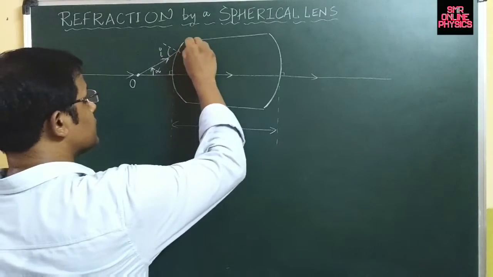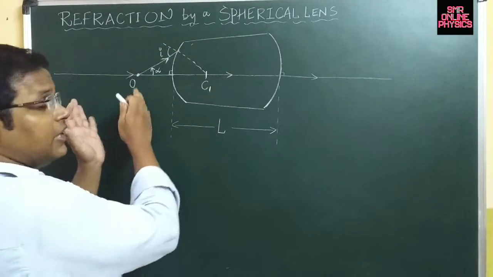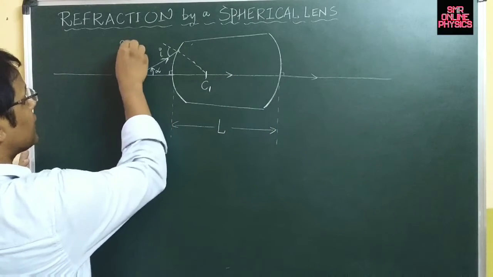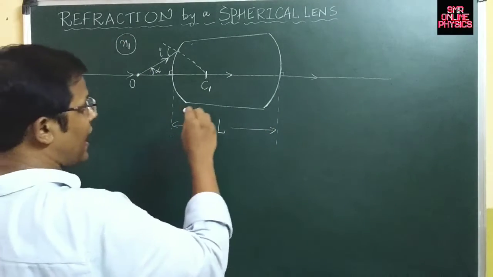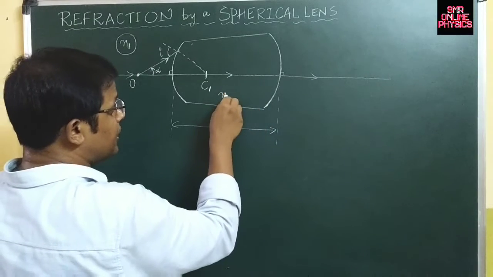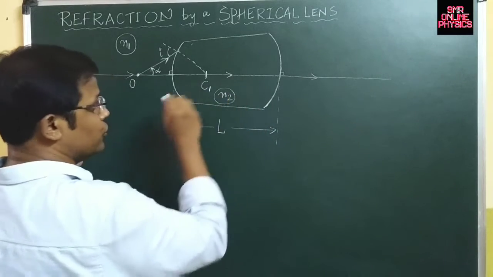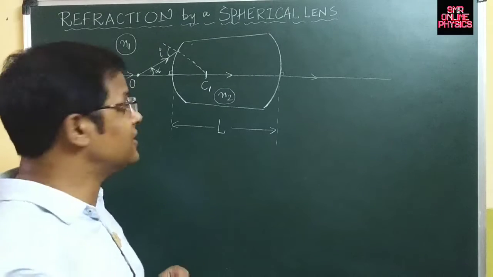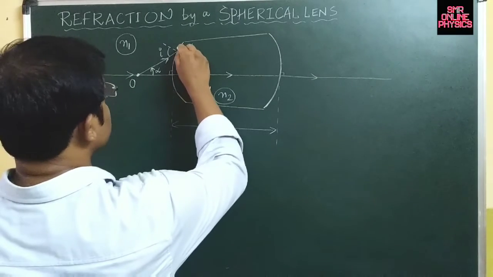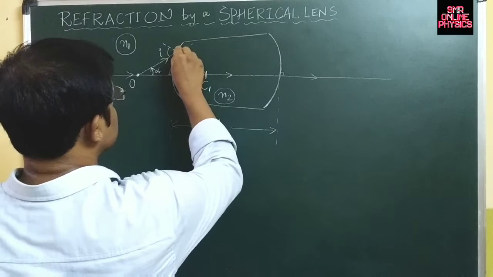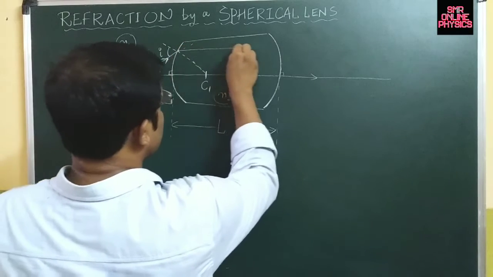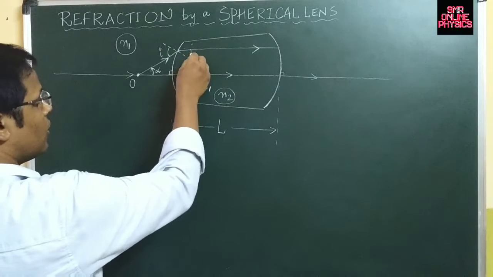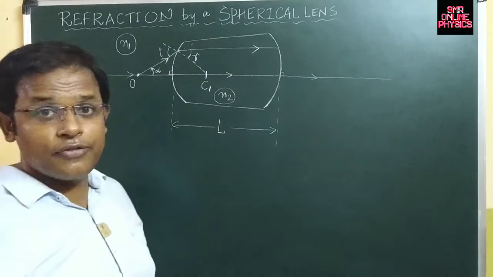The ray of light is going from one medium to another. Let us mark the refractive index of this air medium as N1 and the other medium, glass, as N2. So naturally N2 is greater than N1. So it doesn't go straight, it rather bends towards the normal, like that. So this is your angle of refraction.